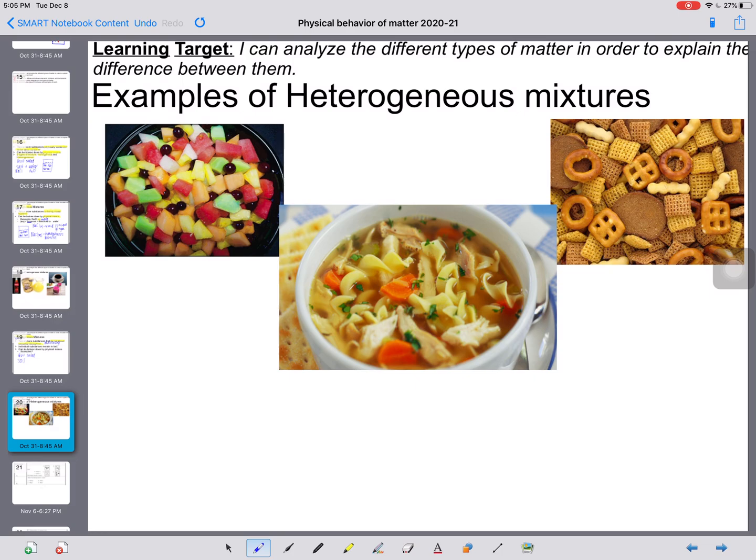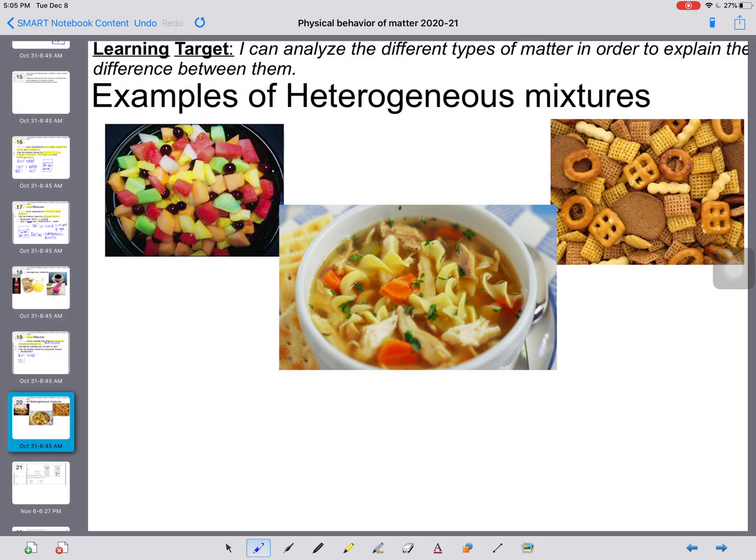can be physically separated. Now, a heterogeneous mixture is a little bit easier to separate because you could simply, right, if you wanted to separate that fruit salad, you could pick apart all the fruit and separate all the fruits, right? Same thing kind of with the soup or with the Chex Mix.